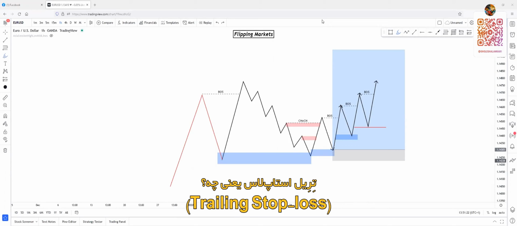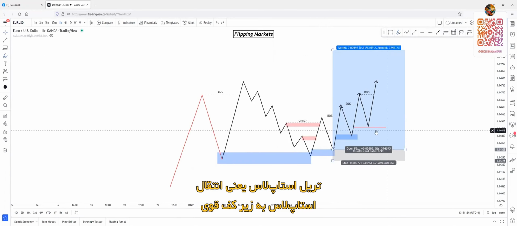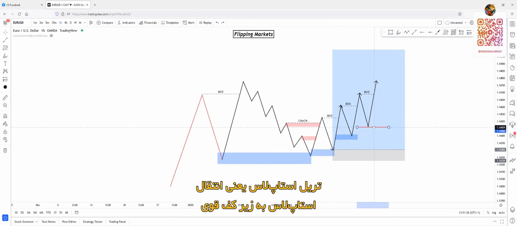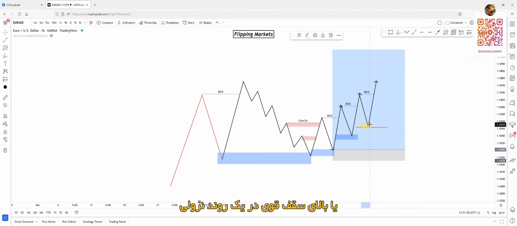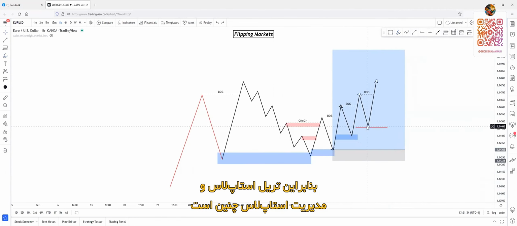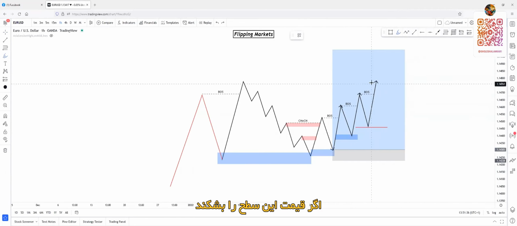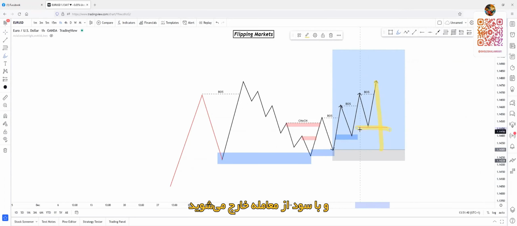Okay, what is a trailing stop loss? A trailing stop loss is the stop loss that we put underneath the weak low, strong low, or strong high in a short trend. So if you are managing your stop loss, that will be your trailing stop loss. And if price breaks through this level, your trailing stop loss will be hit and you will be taken out of the trade in profit, right?